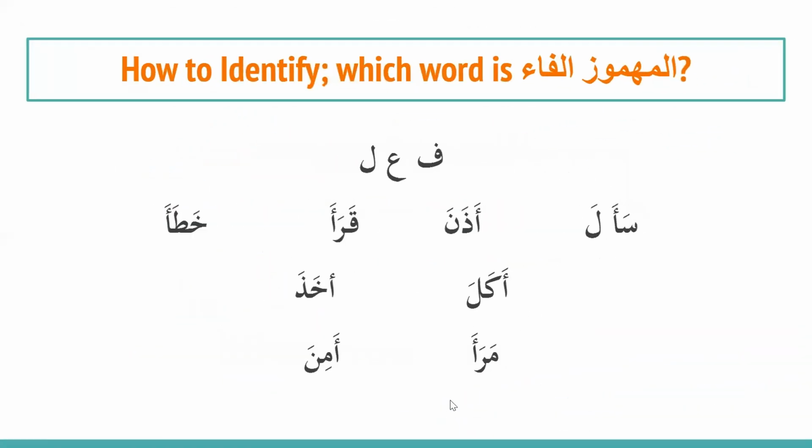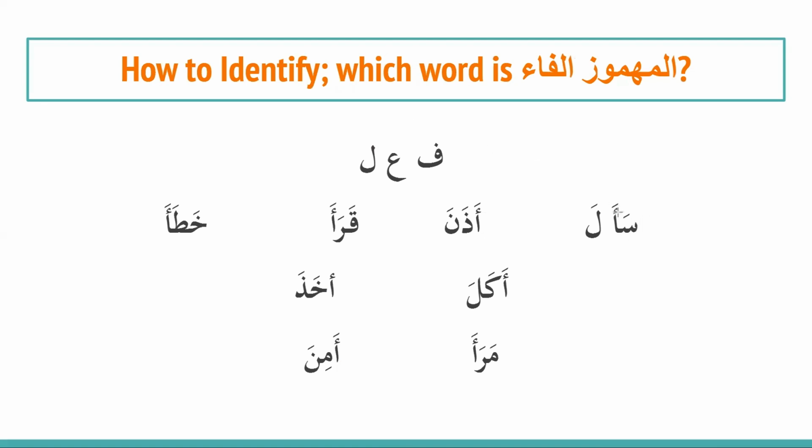Now, how can we identify which word is mahmoozul fa? So this is a little exercise. The three root letters are fa, ain, and lam. Fa'ala, yaf'alu. So this one, let's see. Is this mahmuzul fa or mahmuzul ain or mahmuzul lam? Sa'ala. Sa'ala is what? You can write your answer in the chat window.